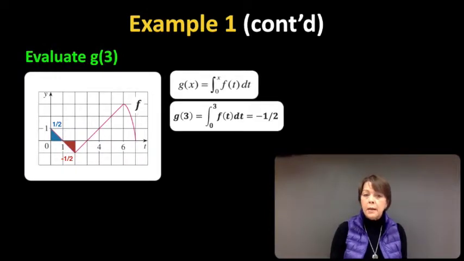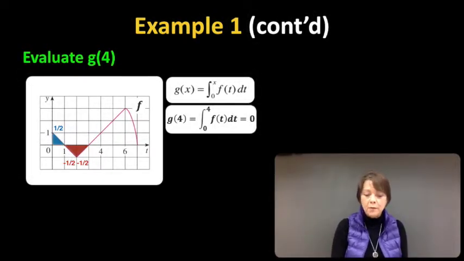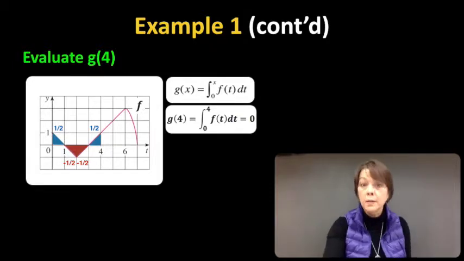So g of 3 accumulates another negative 1/2 to the area. So g of 3, the integral from 0 to 3 of f of t dt, is equal to negative 1/2. G of 4, the integral from 0 to 4 of f of t dt, then is equal to 0 because all the areas cancel out and the sum is 0. Your area on top of the x-axis is equivalent to that on the bottom of the x-axis, and so the sum of your integral is 0.